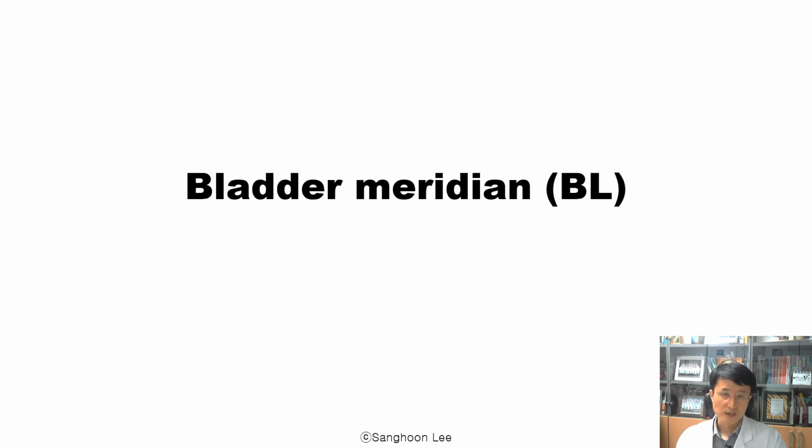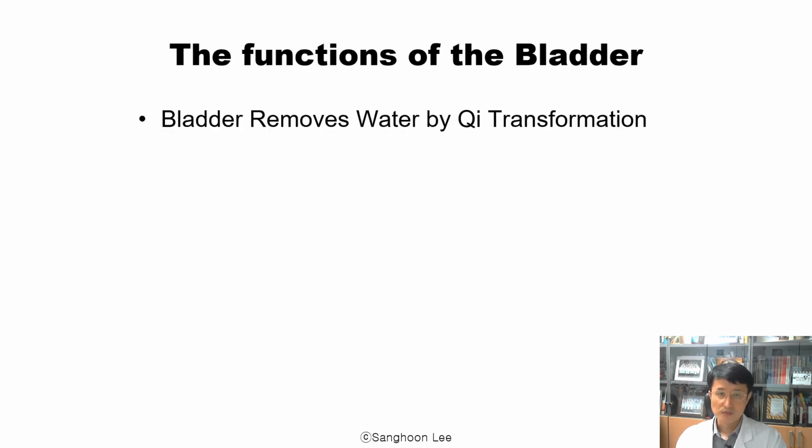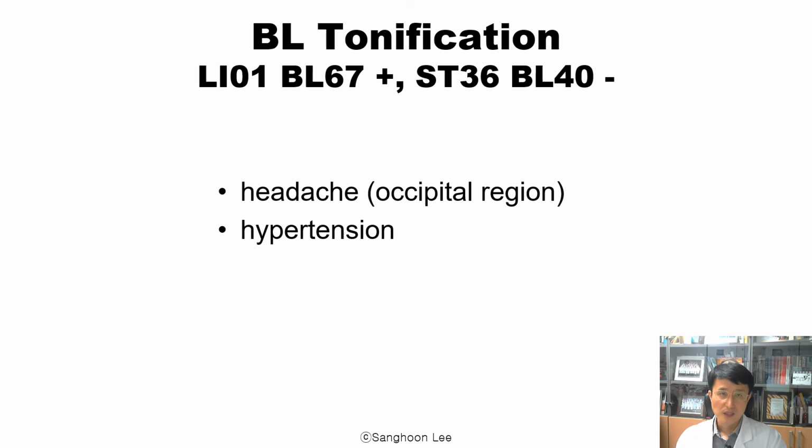Bladder meridian. The functions of the bladder: it removes water by qi transformation. Bladder tonification formula is reinforcing large intestine 1, bladder 67, reducing stomach 36, bladder 40. It can treat headache, especially the occipital region, back of the head, and it can treat hypertension.